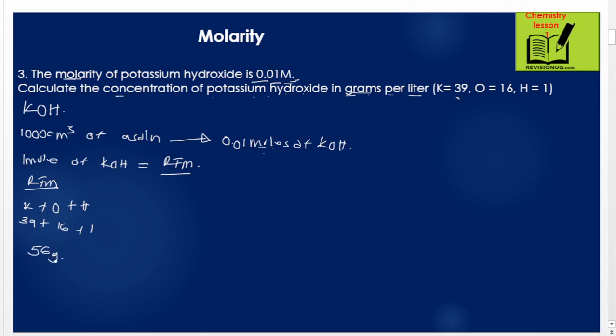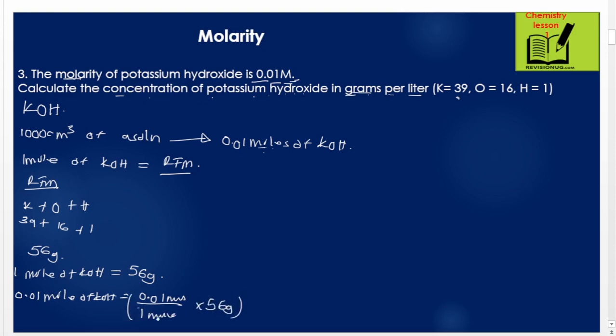So they are 56 grams, meaning that 1 mole of potassium hydroxide weighs 56 grams, right? Then how about now the 0.01 moles of potassium hydroxide? We are going to get 0.01 moles out of 1 mole times 56 grams. Then mole goes with the mole, therefore let us multiply this.